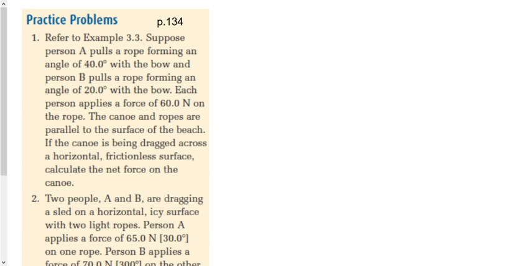All right, let's have a look at 134, question number 1. It says, refer to example 3.3, which, if you remember, was a canoe that was being pulled by two different people, person A and person B. Person A is pulling it at an angle of 40 degrees. Person B is pulling it at an angle of 20 degrees.